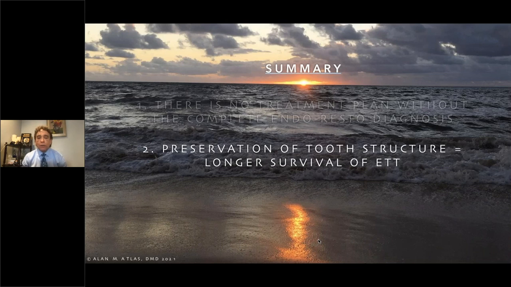Preservation of tooth structure is key for the survival of endodontically treated teeth. The more tooth structure you remove, the more likelihood it's going to fail.